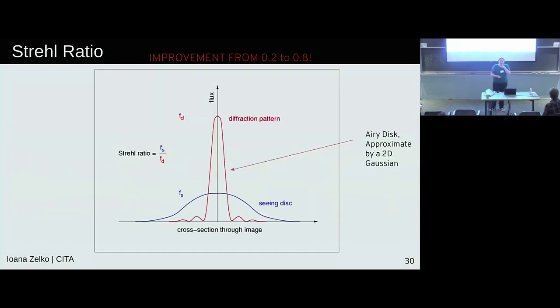So one big expectation from the adaptive optics system is that it's going to change the way that the correction for the atmosphere is going to be done. There is a prediction that KAPA will bring the Strehl ratio from 0.2 to 0.8 in ideal conditions. So that's pretty exciting.